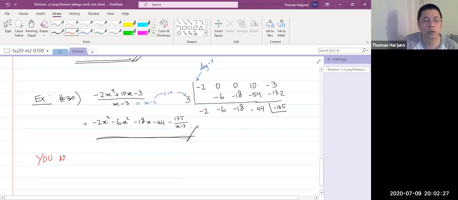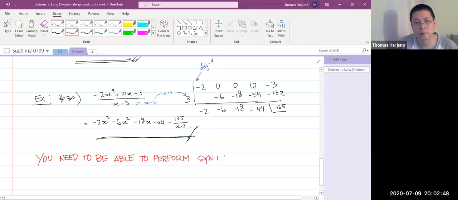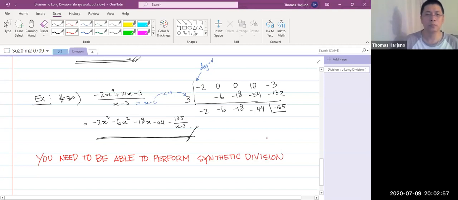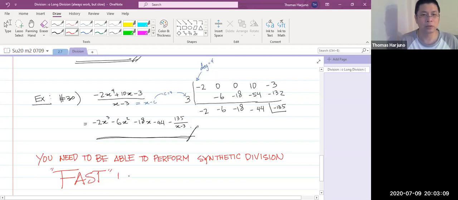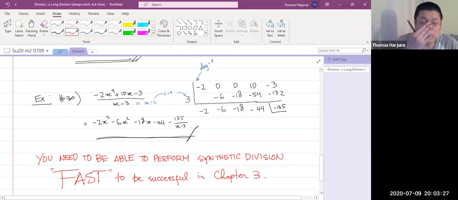You need to be able to perform synthetic division fast to be successful in this chapter. This is one of the basic ingredients.